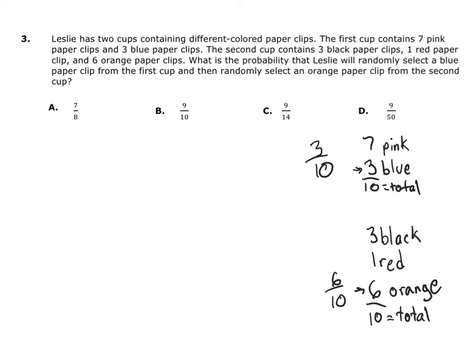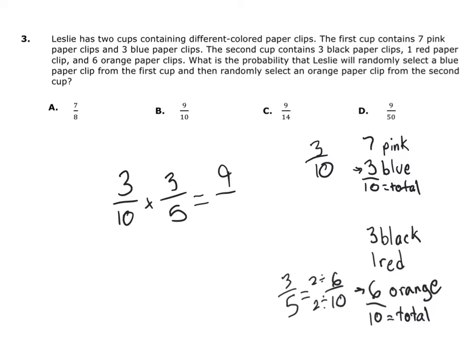Now we do have to multiply them together, but I think we can reduce the bottom fraction first. So 6 over 10, if you divide both by 2, we get 3/5. Now that should make an easier multiplication problem. We have 3/10 multiplied by 3/5. So 3 times 3 is 9, and 10 times 5 is 50. So we get 9/50, and D is our answer.